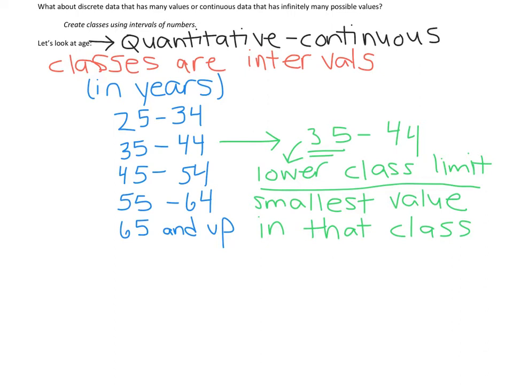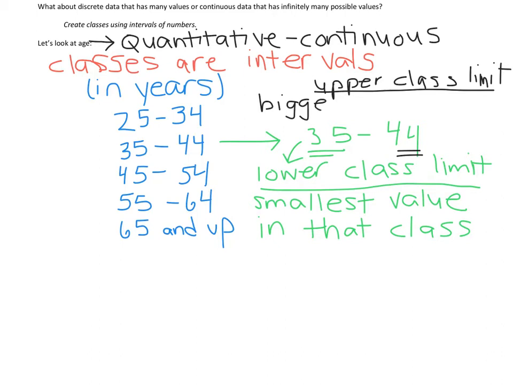And then we have that 44. If this one's called the lower class limit, 44 is the upper class limit. And it's the biggest value in that class. All right, and again, it's a continuous variable, so really it's anything less than 45. So you can be like 44 and a half, 44 and 3/4, etc. So this is the biggest value in the class.